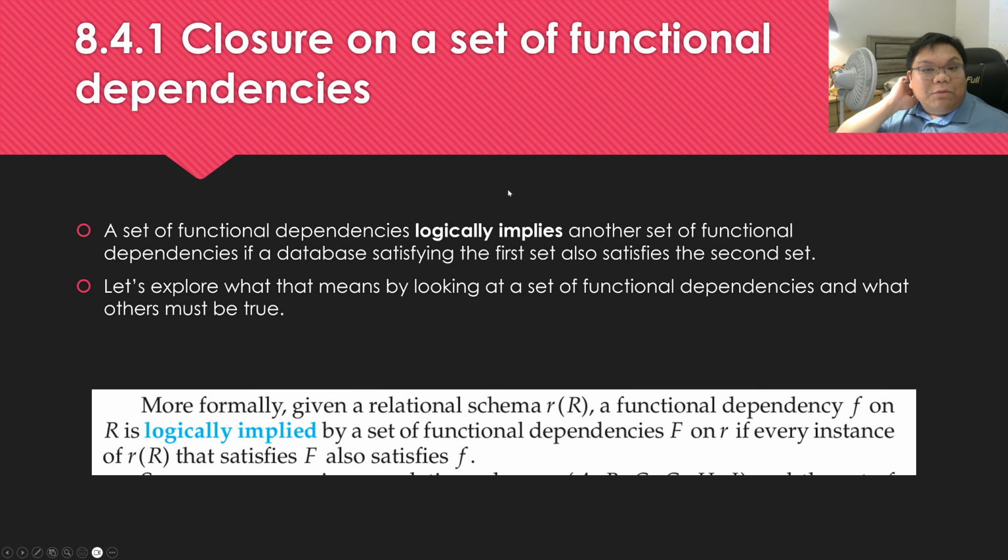We're really getting in deep in the weeds here. So, a set of functional dependencies logically implies another set of functional dependencies if a database satisfying the first set of functional dependencies also satisfies the second set of dependencies. So, what does that mean? Well, if you have a set of functional dependencies, it's possible to create another set of functional dependencies that is equivalent to the first set of functional dependencies.